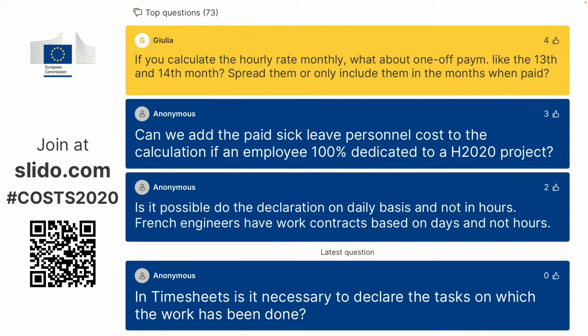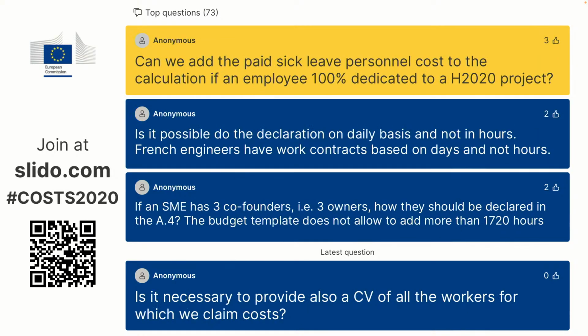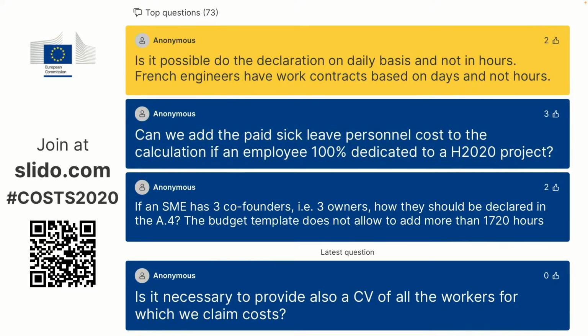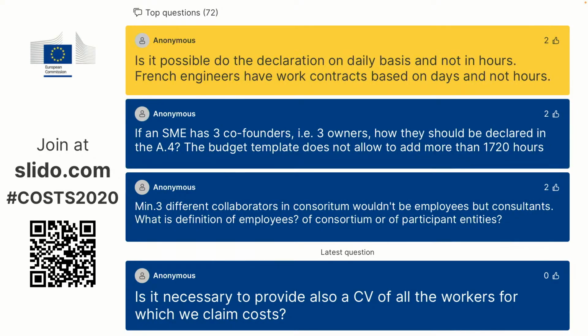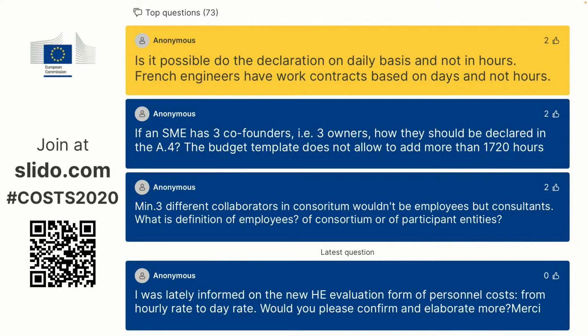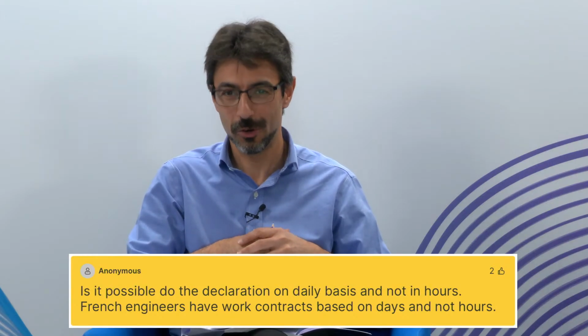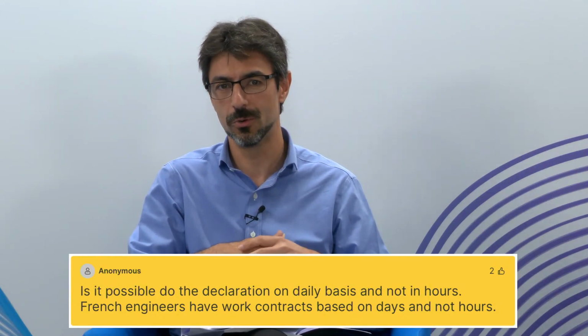Is it possible to do the declaration on a daily basis and not in hours? French engineers have work contracts based on days and not hours. So, good news: Horizon Europe is going to be based on days, but Horizon 2020 still remains based on hours. So you need to convert those days into hours. By the way, in Horizon Europe, it happens the other way around. Many entities have time records based on hours that they will need to convert into days. So there's no way in which we can make everybody happy. For the time being, for Horizon 2020, you need to work with hours.